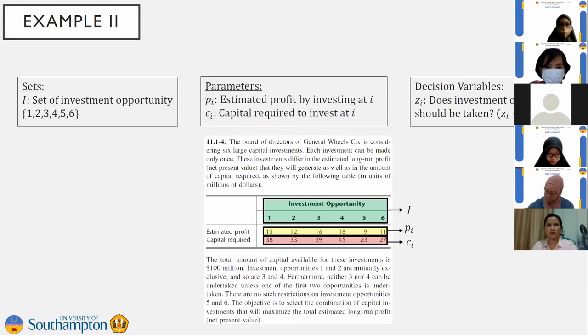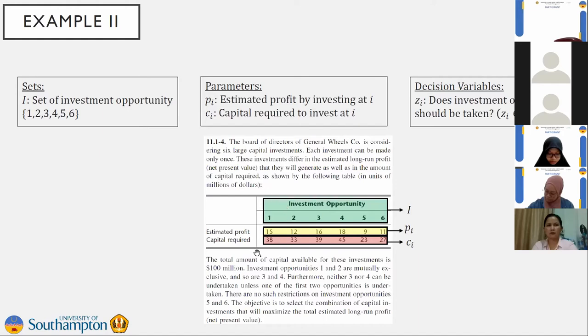And the decision variable is whether the investment opportunity i should be taken. It is binary, 0 and 1. If the company invests, let's say in 3, then i is 3. If not, then it will be 0. So that is the investment opportunity that we need to know. We also talk about the project, and the investment opportunity becomes the object of this mapping.